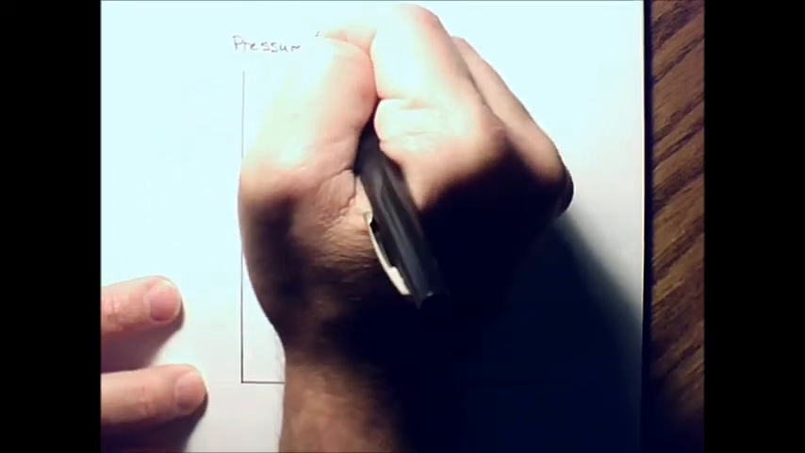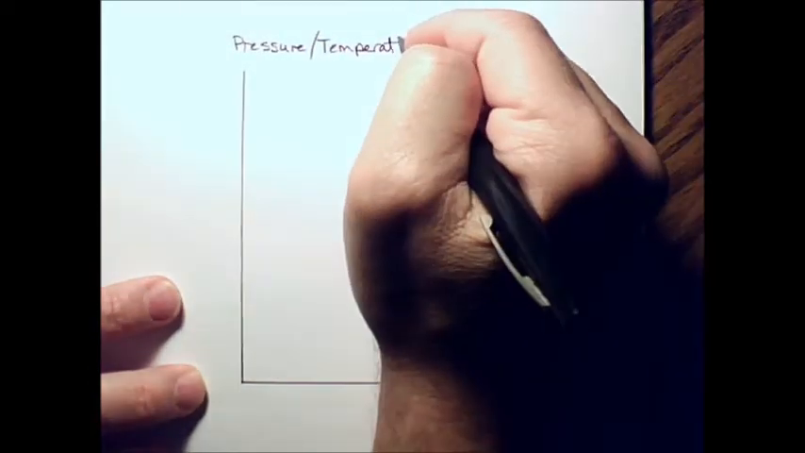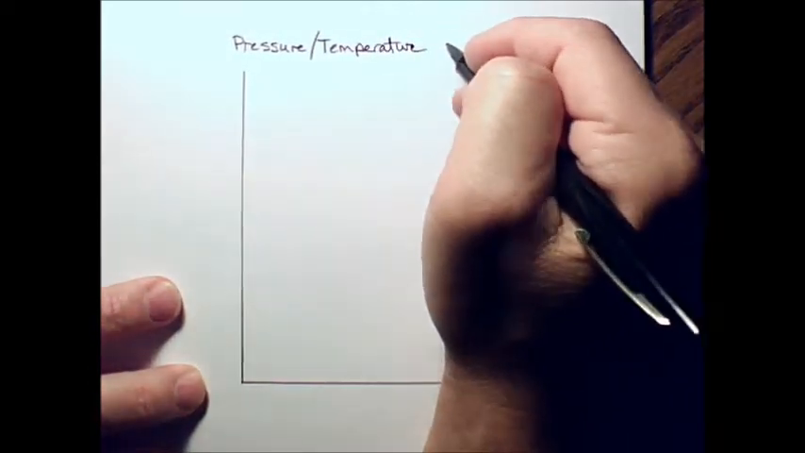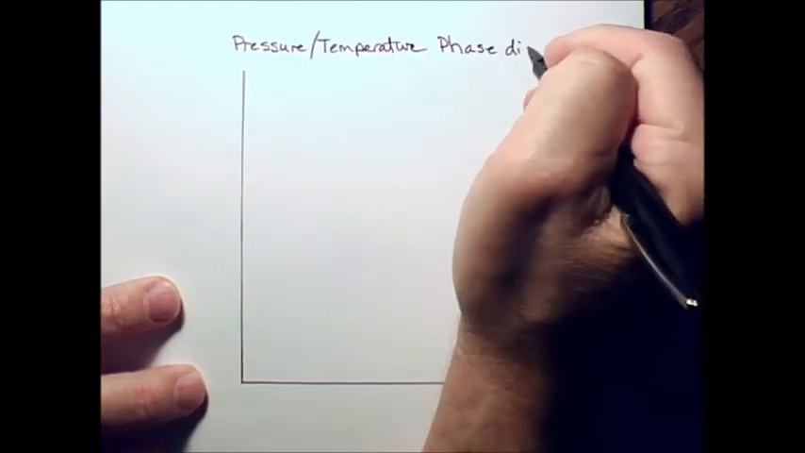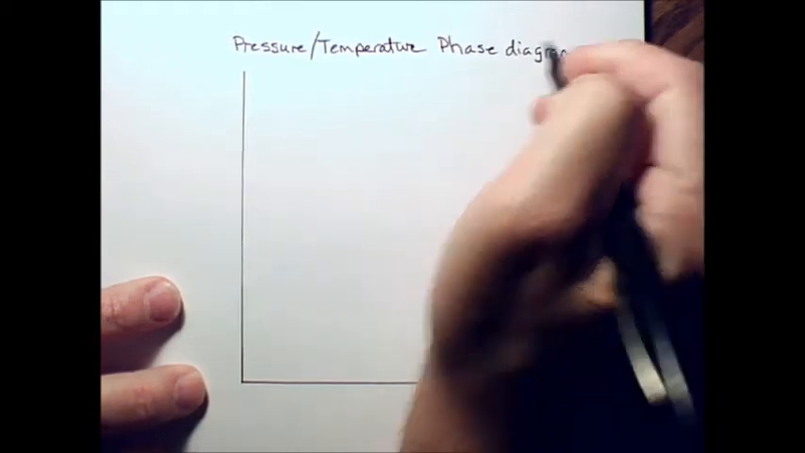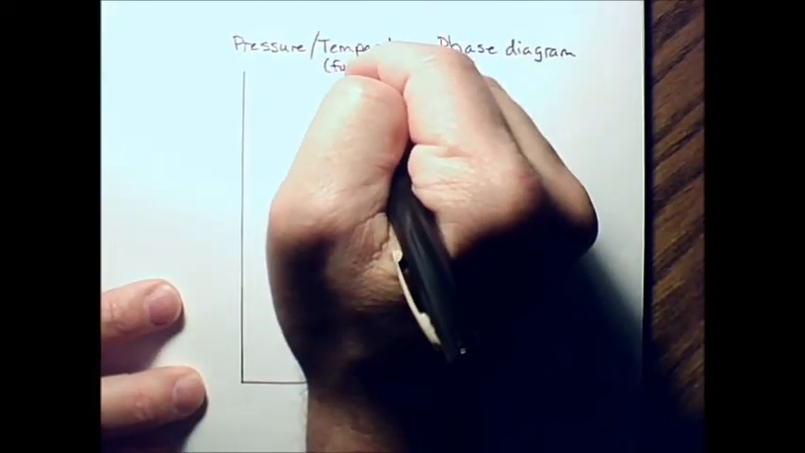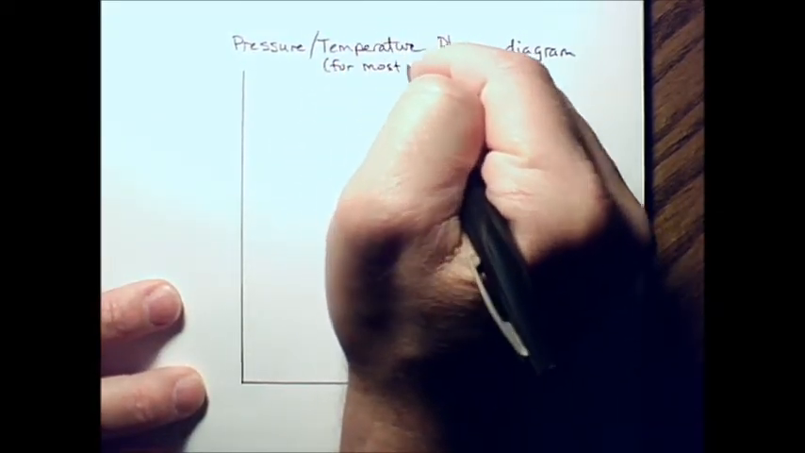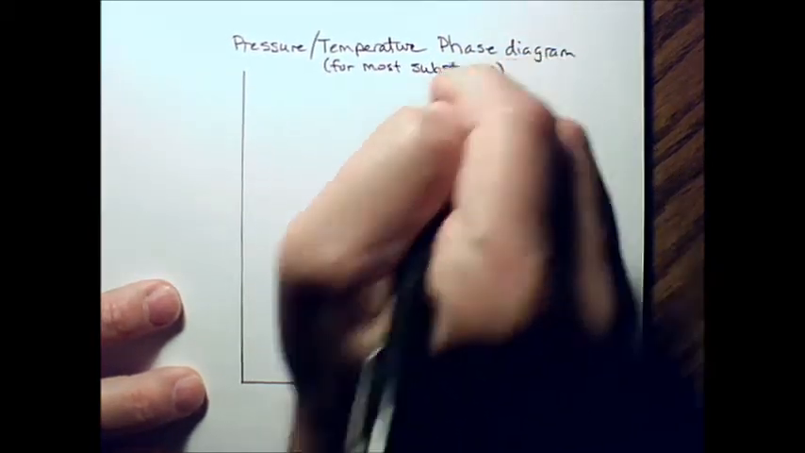On there. What we're looking at here is a pressure, temperature, phase diagram. Okay? And this is for most substances.